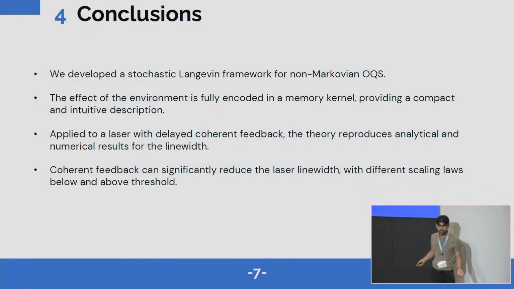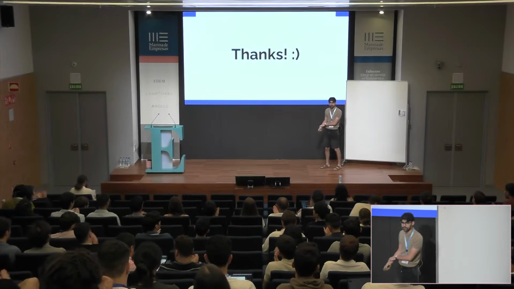So just to sum up, we developed a method that allows us to apply phase space techniques to non-Markovian open quantum systems. We also find that all the information of this non-Markovian environment is encoded into a memory kernel. And then we apply this framework to a laser with delayed coherent feedback, finding that the numerical results are the same as those we find via analytical methods. And also we find that the delayed coherent feedback reduces the laser's linewidth, but with different scaling laws, depending on whether we are below or above threshold. So that's it. Thank you so much. I'll be happy to answer your questions.